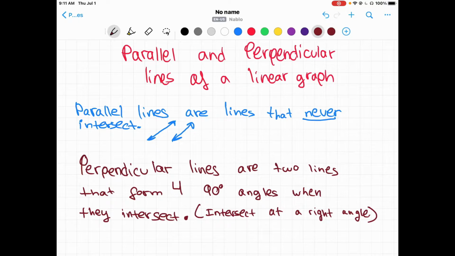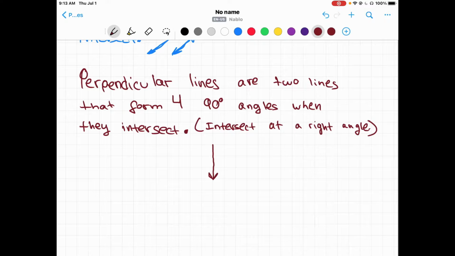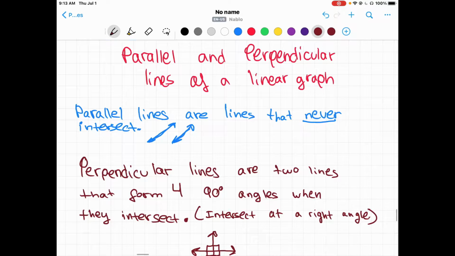Okay, so parallel lines are two lines that will never intersect. This is an example right here: two straight lines, and they will never intersect, even if they go along forever. Perpendicular lines are different. They're two lines that not only intersect, but form four 90-degree angles when they do. Let me draw an example right here. Say we have this line and this line, and they would form four 90-degree angles at their intersections. Now that we know the basics, let's move on.